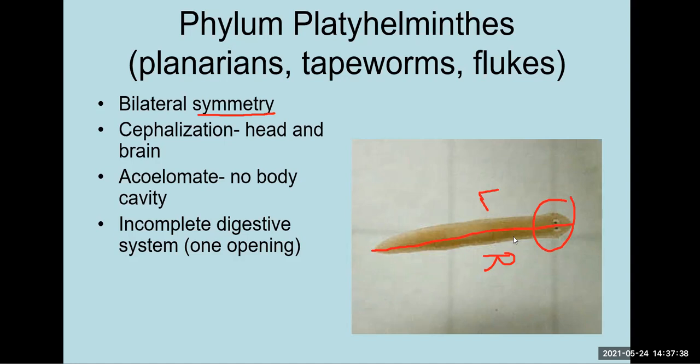Like us humans, we have an opening from our mouth. We eat through our mouth, and we put all our undigested or waste products through our anus, right? So we have two openings. We have a complete digestive system. However, flatworms only have one opening. They have an incomplete digestive system. Some are parasites in our digestive tract and some animals' digestive tract.